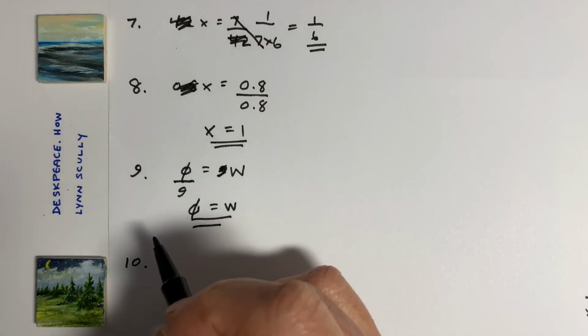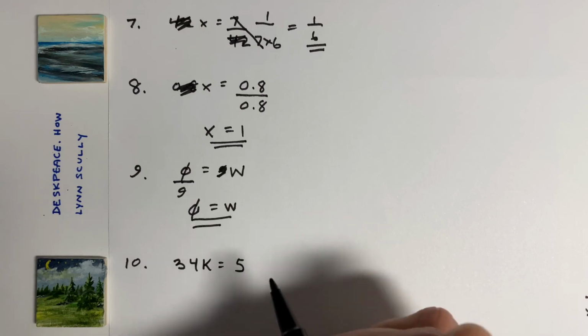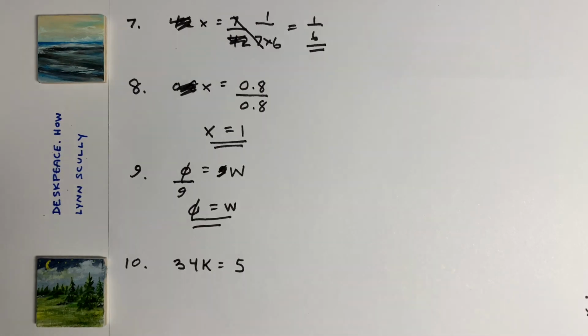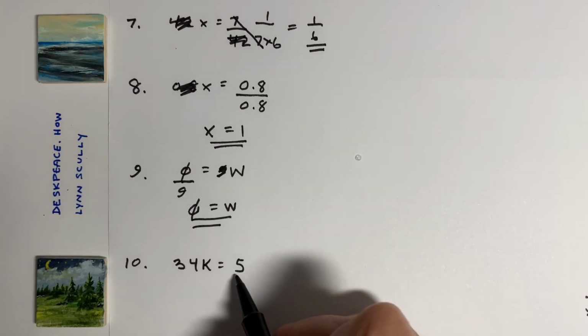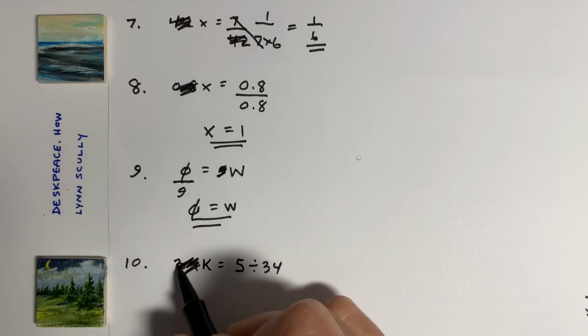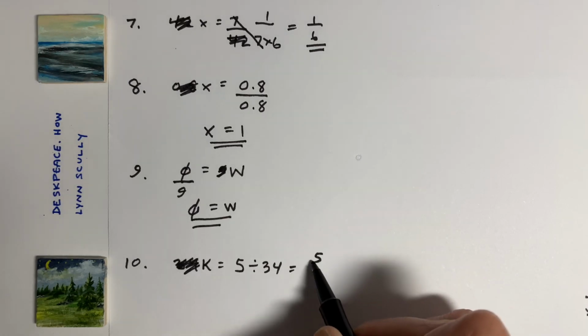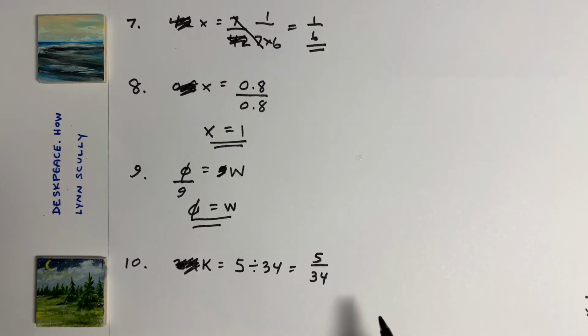Number 10. 34k equals 5. I want to get the k alone. 34 is attached by multiply, so I'm going to move it by divide. At this time, I'm going to write it like this. But see, then I'd actually have to do some math, and it's not in fraction form. So now I'm going to write it in fraction form, and I'm not going to reduce it to decimal because I'm happy with the fraction form. K equals 5 over 34.